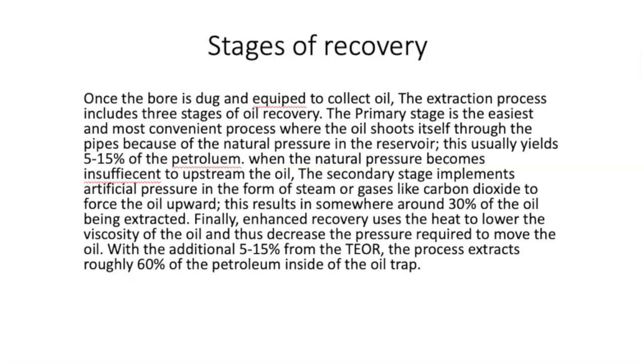When the natural pressure becomes insufficient to upstream the oil, the secondary stage implements artificial pressure in the form of steam or gases like carbon dioxide to force the oil upward. This results in somewhere around 30% of the oil being extracted. Finally, enhanced recovery uses heat to lower the viscosity of the oil and thus decrease the pressure required to move the oil. With the additional 5 to 15% of the TEOR, or enhanced recovery process, the process extracts roughly 60% of the petroleum inside the oil trap.